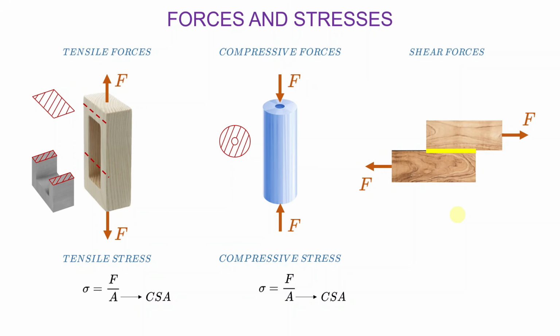And the stress that arises from shear forces is what we refer to as shear stress. Shear stress is also equal to force over area. But in this case, the area is not the cross-section area. The area in question here is what we refer to as the shear area. Since we're dealing with two wooden planks, this shear area will be the area at the contact surface, where the glue is.